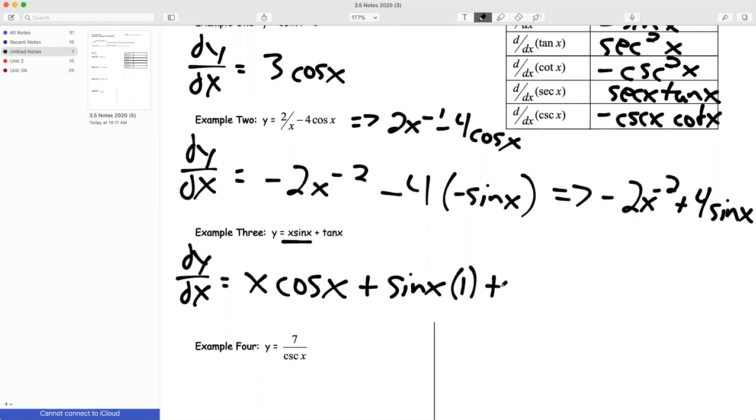Can we do it without looking? Secant squared of x. Highly doubtful. I think you peeked. I did. Secant squared of x. Busted. And I'm going to leave it like that.